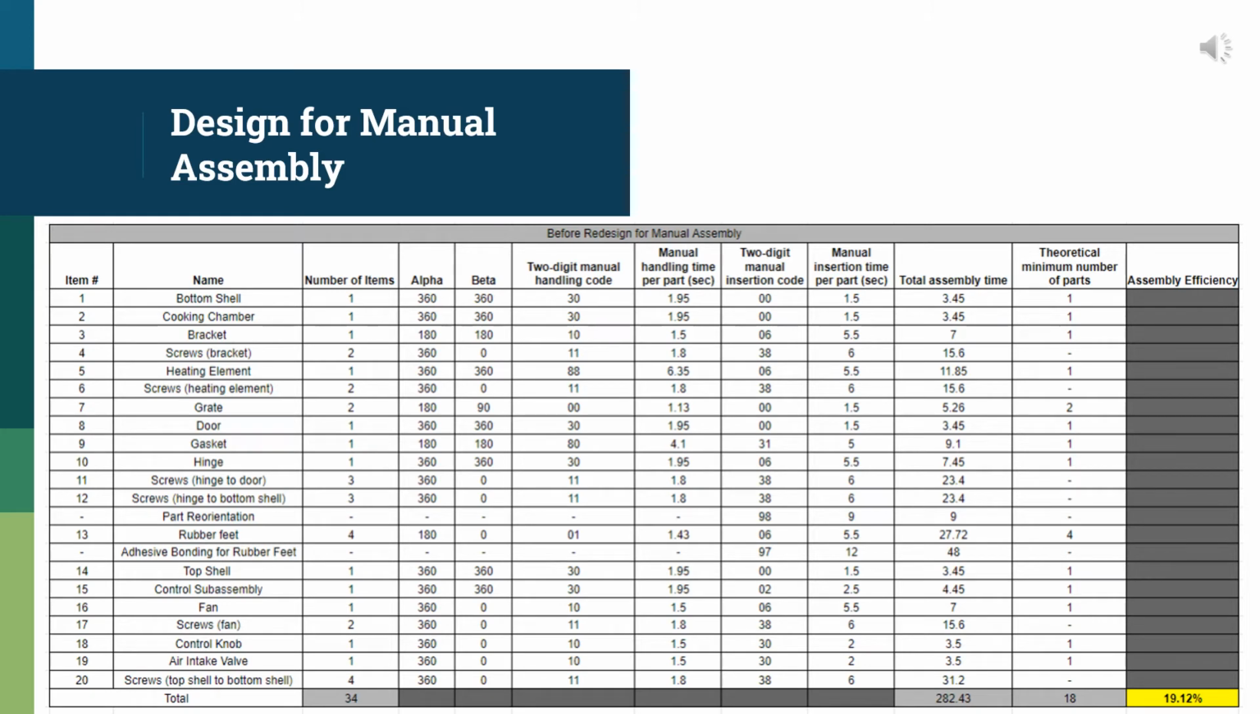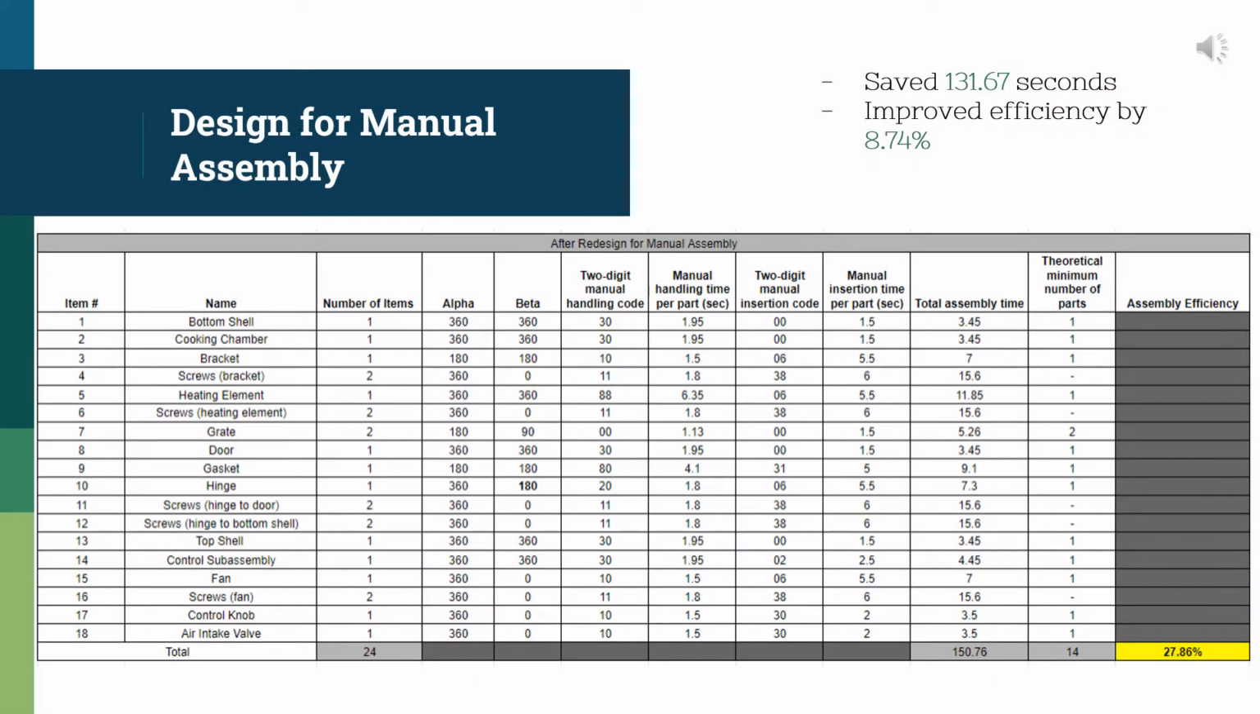Now that we focus on the primary product variant, being the air fryer for single-family use, we begin with design for manual assembly. From the chart, we could see that the assembly time is quite high at 282 seconds, and the assembly efficiency is quite low at 19%, which can be attributed to the amount of fasteners that we need within the cooking chamber. After making 3 redesigns, we can see that we save 131 seconds of assembly time and improve the efficiency by 8.74%.